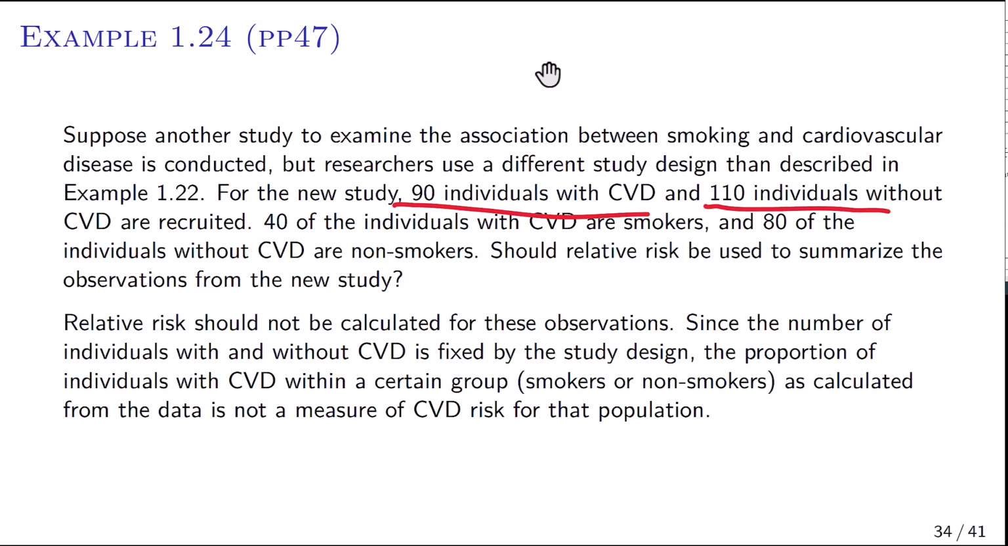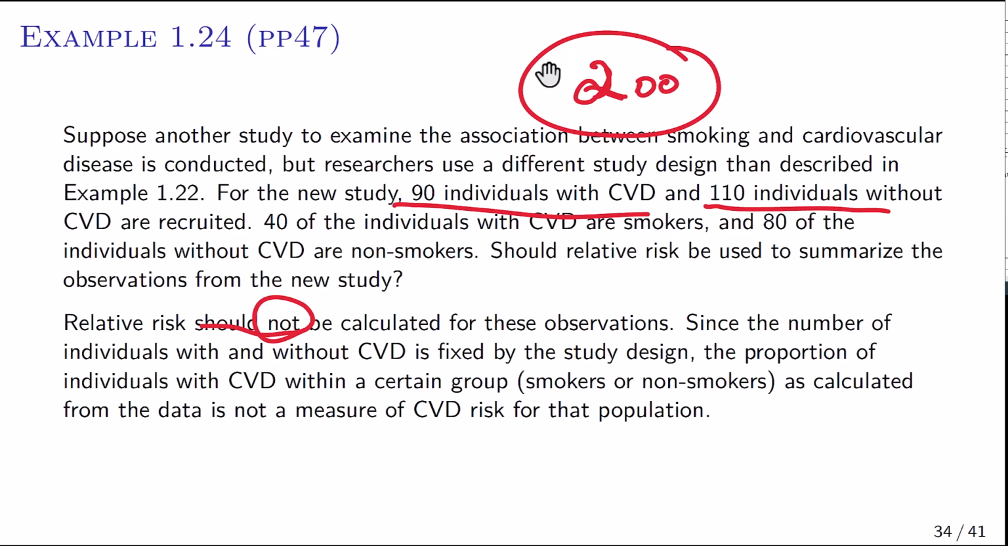Should this relative risk be summarized? This one is not, because you select those 200 individuals by two different criteria. First, you select those with CVD, and then select those without CVD. It's like you choose them from two different populations. The correct way to do this, you should say, you just randomly select 200 people.